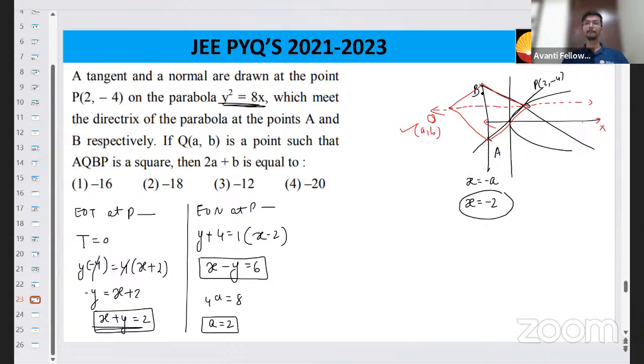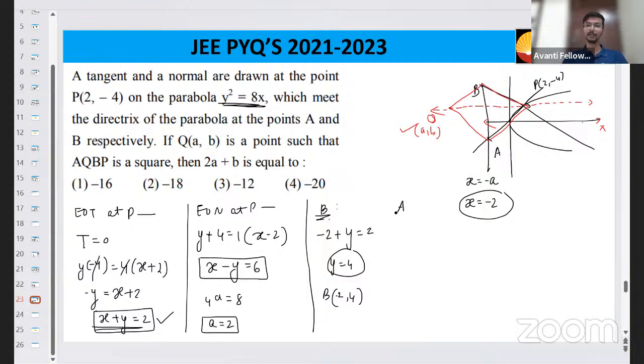Now B is the point of intersection of directrix and tangent. So if we substitute x equals minus 2 here, minus 2 plus y is equal to 2. So I think y is equal to 4. So I get point B as minus 2 comma 4.